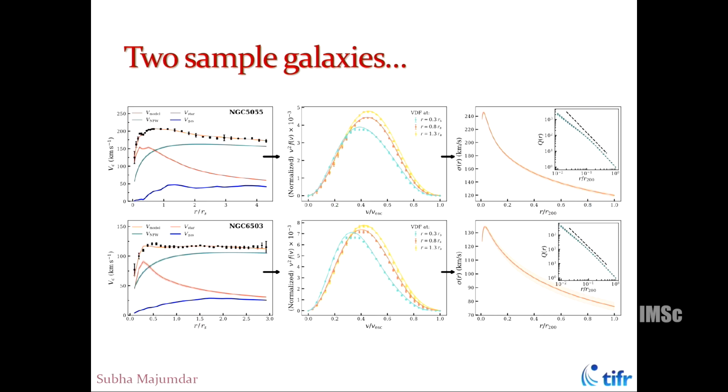As you see, this is the data. You do these multimodal fits to the data. We get the dark matter component. From there, we get the densities. For each dark matter component at different radii, we know the velocity distribution function. So for different radii, we know the sigma. We know the density, we know the sigma. We can find the Q. And this we can do for 21 galaxies.